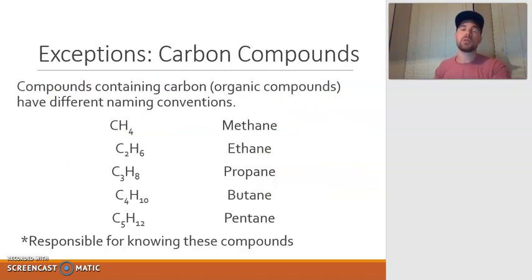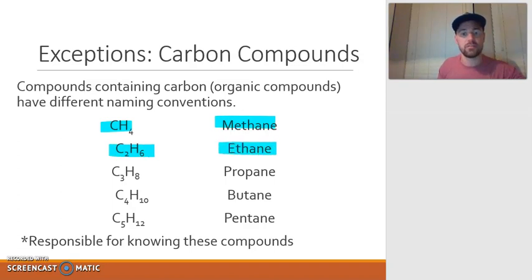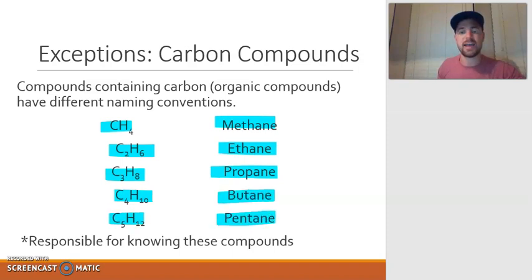Probably one of the most notable exceptions are carbon-based compounds. Carbon-based compounds are organic compounds, and as such, organic chemistry actually has its own set of nomenclature. So let's take a look at some of the examples. CH4. Notice we don't name that carbon tetrahydride, we name it methane. C2H6 would be ethane, C3H8 would be propane, and so on and so forth. We see they have different naming rules. You need to make sure you know these names. Know these compounds and their respective names.